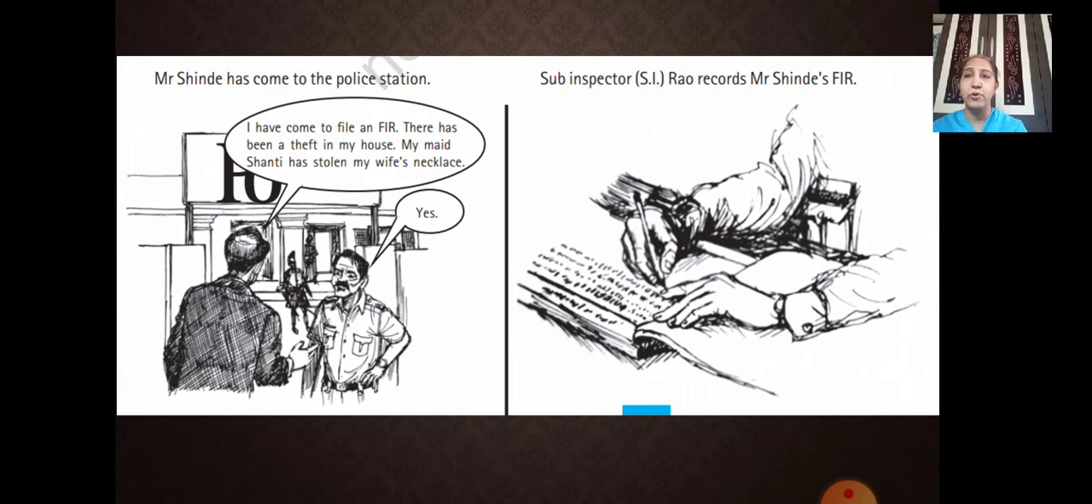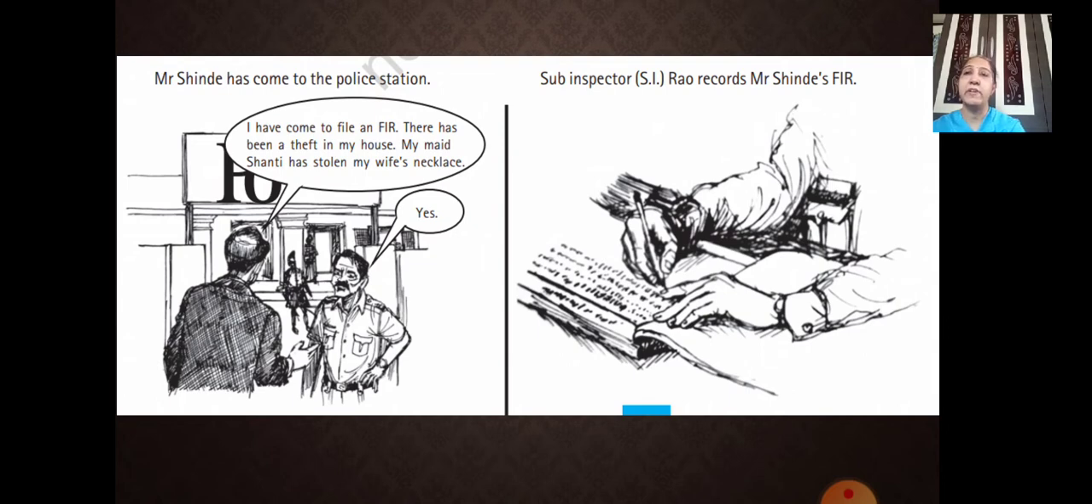FIR means, children, you know very well, first information report. There has been a theft in my house. My maid Shanti has stolen my wife's necklace. Then what did he say? In the police station? Yes, okay.